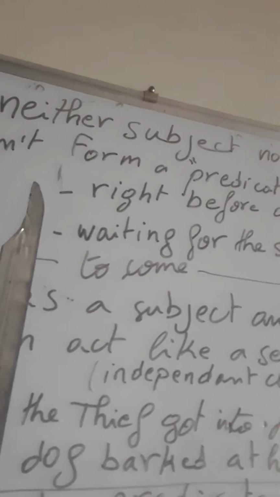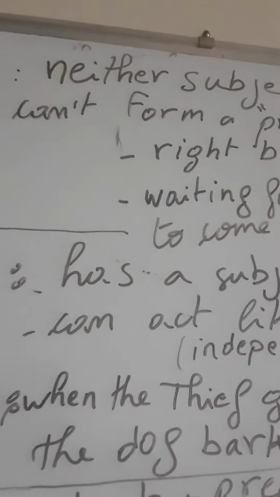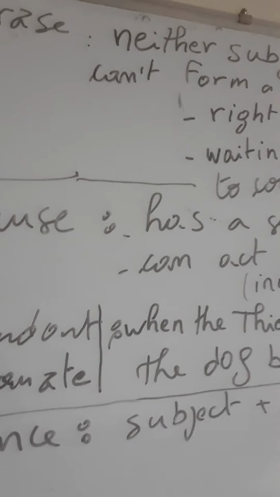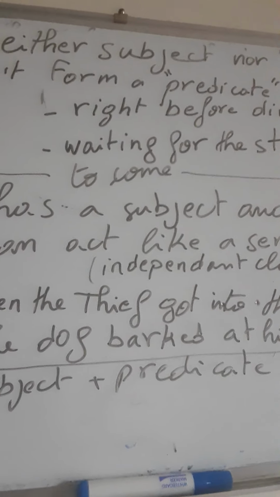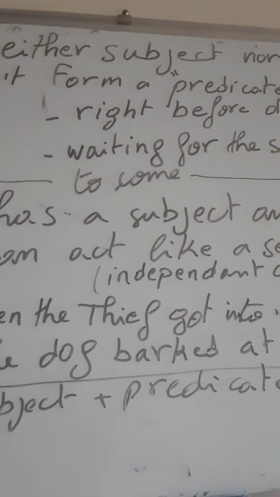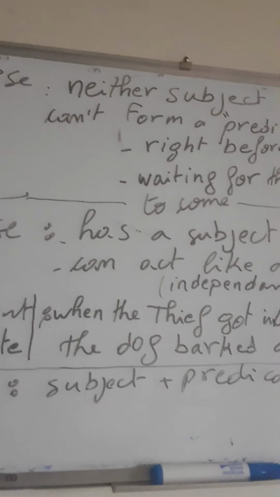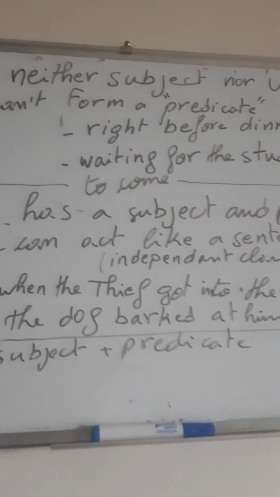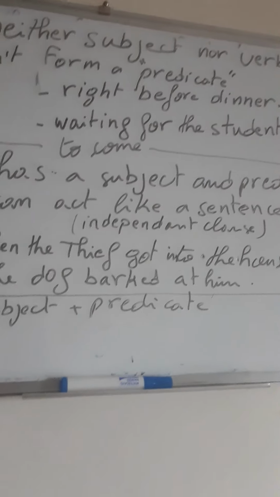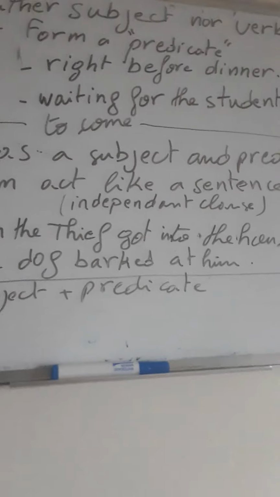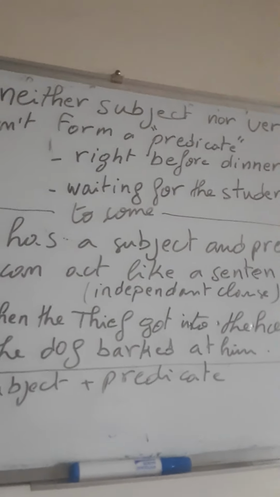All right, it's not your specialty, but it's something to know because, as I said, there is another reason behind that. So, neither subject nor verb. This is talking about the phrase: it doesn't have a subject or a verb. The second characteristic: it cannot form a predicate, meaning a complete message. So a phrase is normally a group of words put together, but with no subject, no verb.